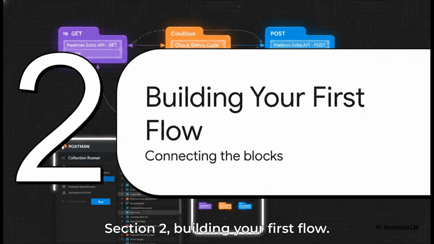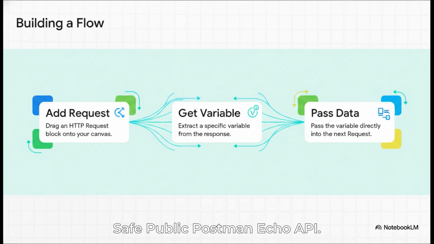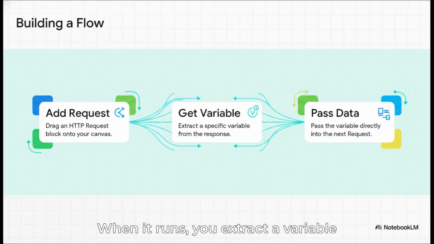Section 2. Building your first flow. Let's start connecting the blocks. For our demo, we're going to use the safe public Postman Echo API. You can find it at echo.getpostman.com. It's perfect for safe, reproducible demos without the risk of messing up any production data. Building a flow is honestly a lot like snapping together building blocks. You just drag an HTTP request block onto your canvas. When it runs, you extract a variable using a create variable block, and then simply pass that variable right into the input port of your next request block.